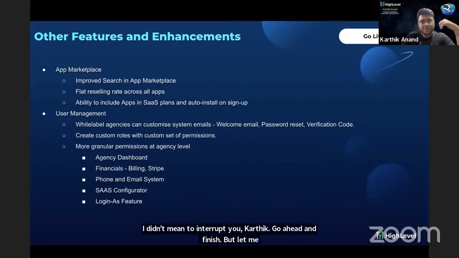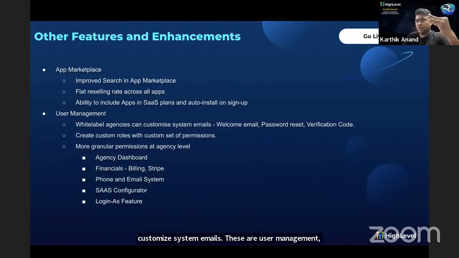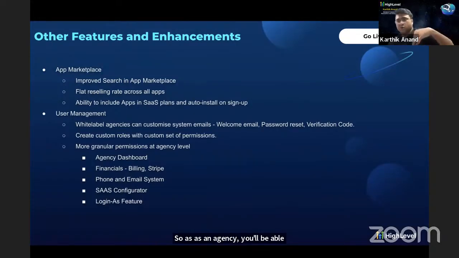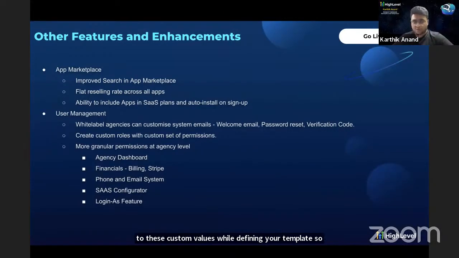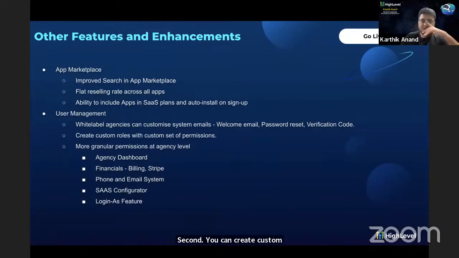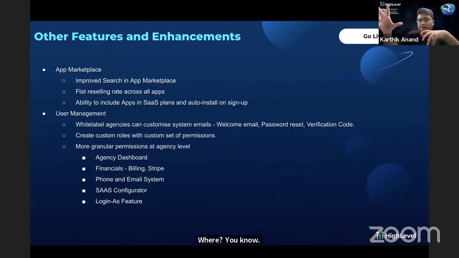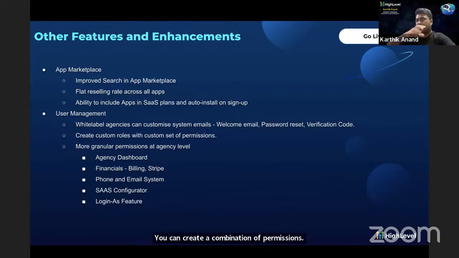So on user management, there are 3 features we're coming out with. One is white label agencies can customize system emails. When we say system emails, these are user management related emails: the welcome email, password reset, and the verification code. As an agency, you will be able to customize with whatever template you want, and you'll have access to custom values while defining your template, so that the field is populated when the email is sent out. Second, you can create custom roles. We are calling it a permission template, where you can create a combination of permissions and give it a name like sales, marketing, IT, etc., and then apply that template to the user whenever they get created.